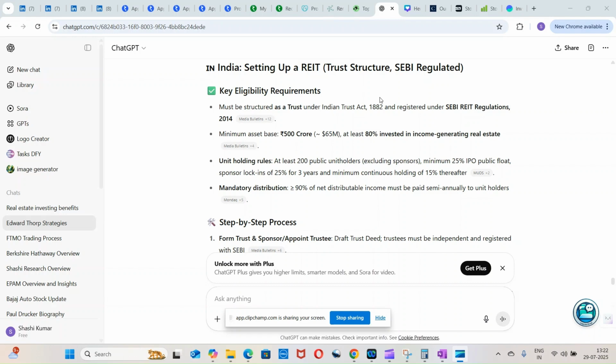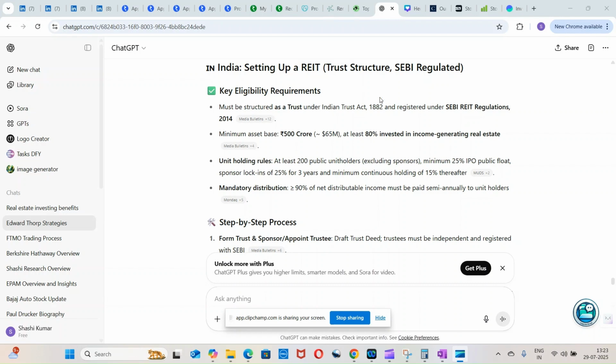Then the minimum asset base should be 500 crores, which is 65 million dollars, and at least 80% of this investment should go into income generating real estate. Income generating is rental basically, commercial or retail rental income, or industrial rental income also. So those are the requirements: asset base should be 500 crores and 80% should be invested into income generating real estate.